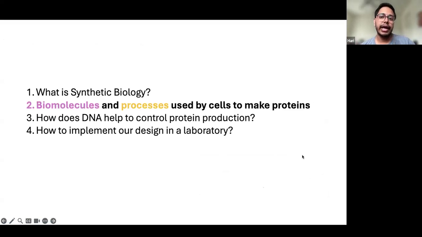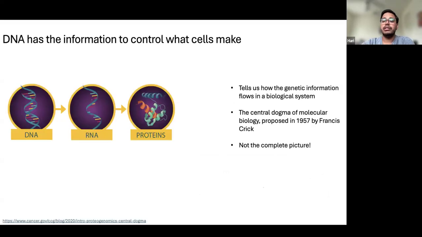So the next topic would be talking about the biomolecules and the different bioprocesses that are used by the cells to make proteins. So we all have seen this diagram somewhere or the other. It is the central dogma of molecular biology, which was proposed long back by Francis Crick in 1947. So this tells us about the direction of the flow of genetic information in living systems.